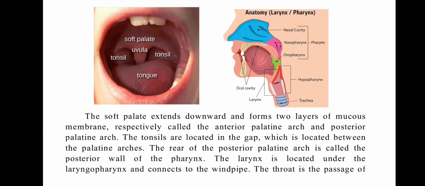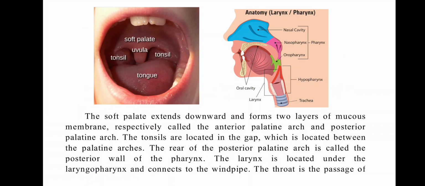The soft palate extends downwards and forms 2 layers of mucous membrane, respectively called the anterior palatine arch and posterior palatine arch. The tonsils are located in the gap between the palatine arches. The rear of the posterior palatine arch is called the posterior wall of the pharynx.